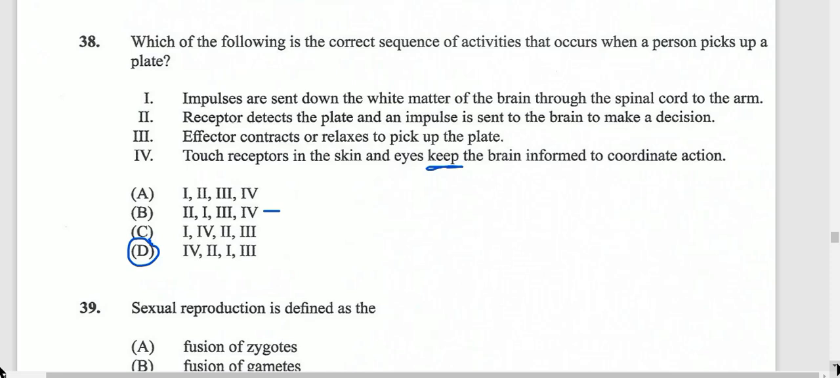So here we're saying touch receptors in the skin and eyes keep the brain informed to coordinate the action. All right, so we are picking up the plate. So you touch the plate, you are picking up the plate. Then the receptors detect the plate. Having touched the plate, the receptors detect the plate, and the impulse is sent to the brain to make the decision. Now the brain, having made the decision, will send the impulses down the white matter of the brain through the spinal cord to the arm. And then finally, the effectors, which are usually muscles or glands, in this case, they are muscles, bicep, tricep, those muscles. The effectors contract and relax in antagonistic movement to pick up the plate. So our answer for 38 is going to be D.